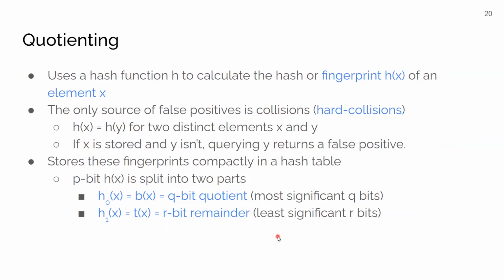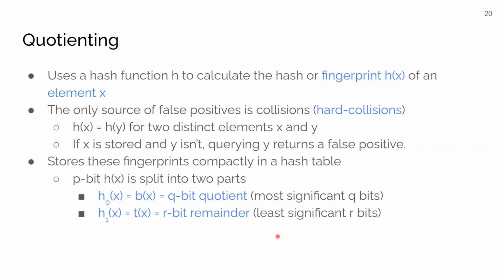Now let's talk about quotienting. It uses a hash function h to calculate the hash, also known as the fingerprint, h of x, of an element x. The only source of false positives here is collisions, that is, hard collisions. Only when 2 distinct elements x and y have the same hash, that is, h of x equals h of y, can a false positive occur. If x is stored and y is not, then querying y will return a false positive.